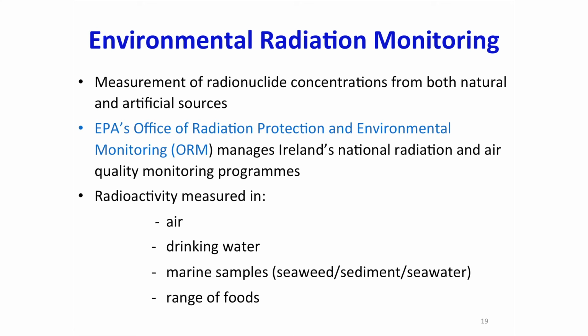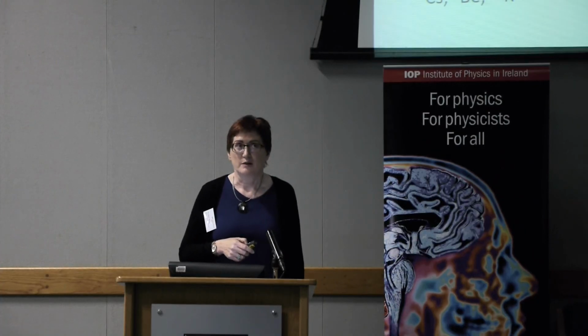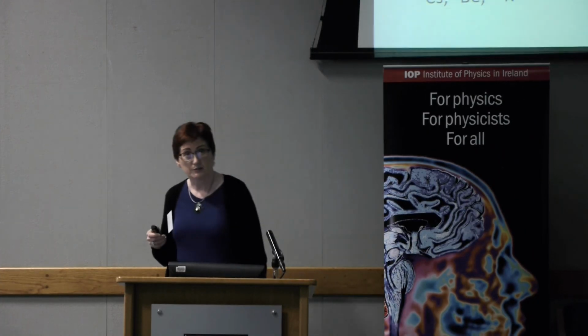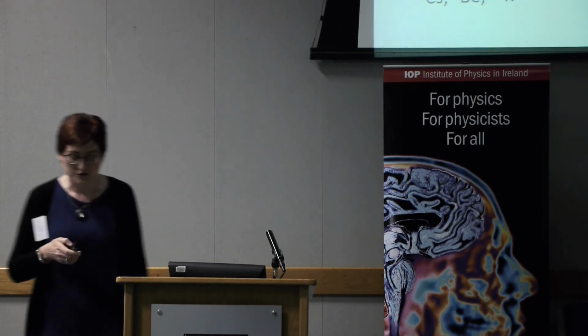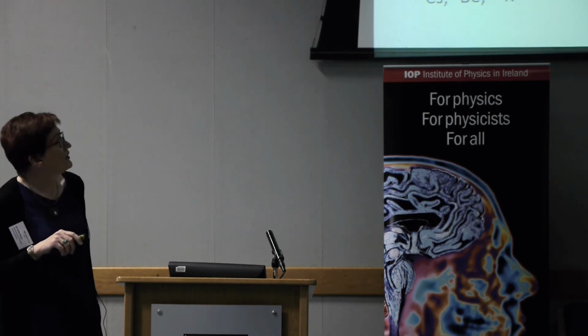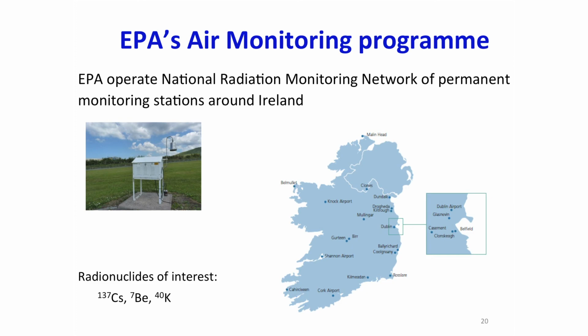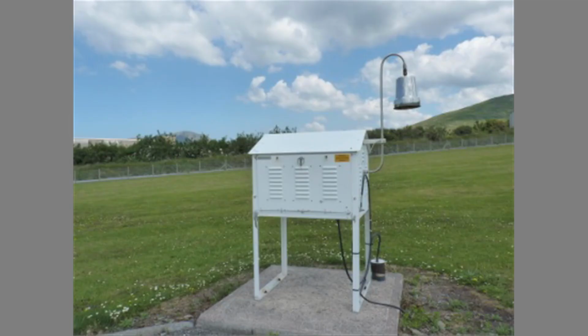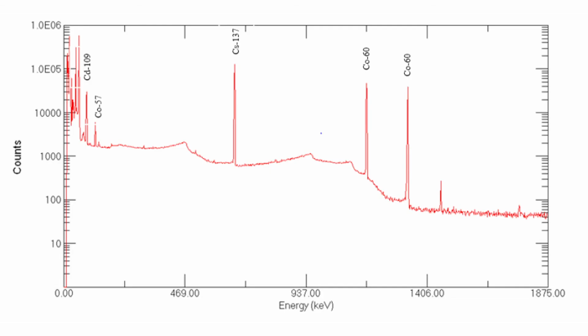So one project that we have collaborated on with the EPA, a final year project on our undergraduate physics degree last year, was on air monitoring. They operate a network of permanent monitoring stations that just look like this, where there's a little air filter here, and air is pumped through this for a week, and then the air filters are routinely monitored. The radionuclides of interest to the EPA are cesium-137, beryllium-7, and potassium-40. Cesium-137 is the big one. If you see cesium-137, that tells you that there's been some sort of a release of radiation into the air.